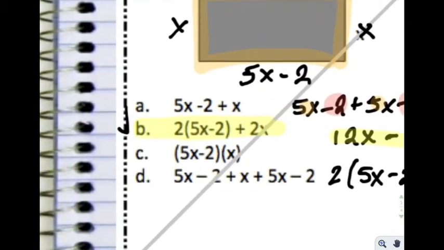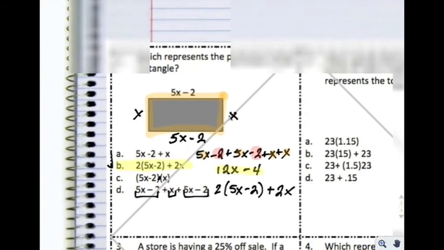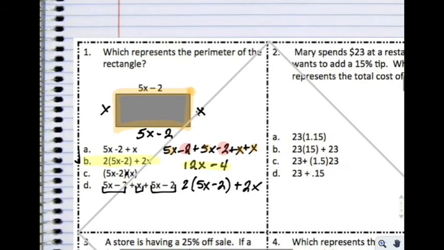If you went through the other options, you could see that letter A only allows us to add up the side lengths that were given to us, not the opposite side lengths as well, so we wouldn't have a complete perimeter. Letter C has us multiplying 2 of the side lengths rather than adding them. And letter D includes 2 opposite sides, but only one of the shorter sides. We're going to need 2 x's in that option. So obviously letter B is our best choice.